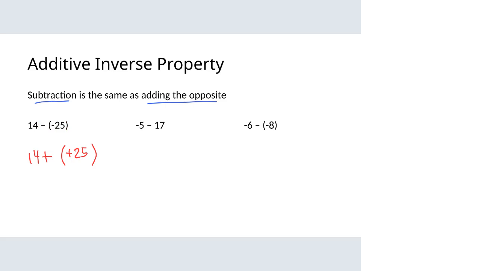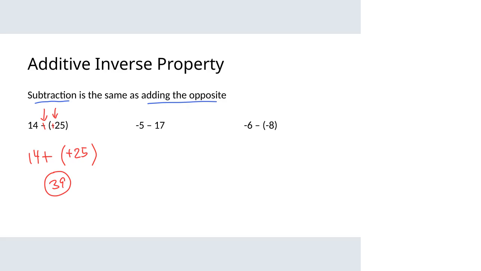14 minus negative 25, that's hard to do. But because I know subtraction is the same as adding the opposite, I'm changing this to addition and changing the sign of that one. That's what we've done there. Now it's 14 plus 25, and that's just 39. In general, addition's easier than subtraction.